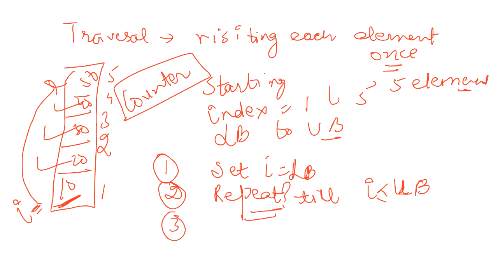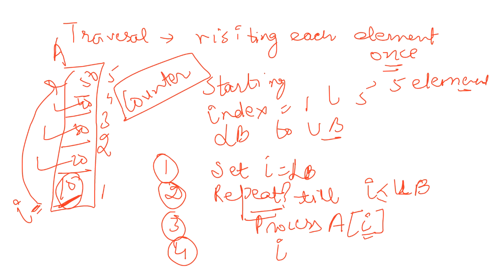What are the steps? I have to reach a particular index, and then I have to process the element present over there. If the name of my array is A, I will process A of I. Initially I is 1, so I would be processing A of 1, that is, I have processed 10. Now what is the second step? I have to advance. So I have to update I by I equals I plus 1. Then once I reach this index, I have to again process it.